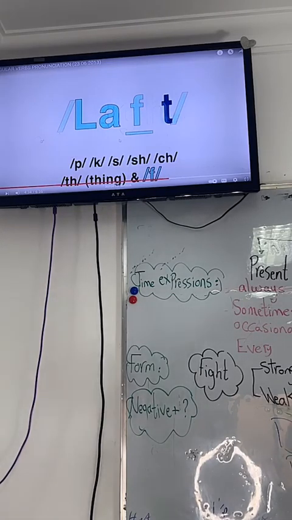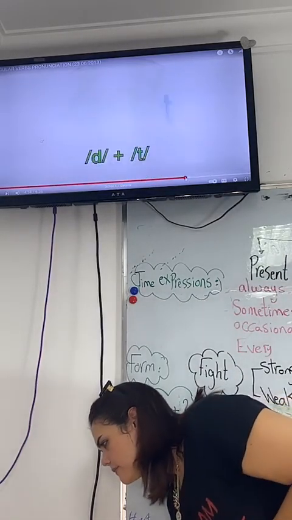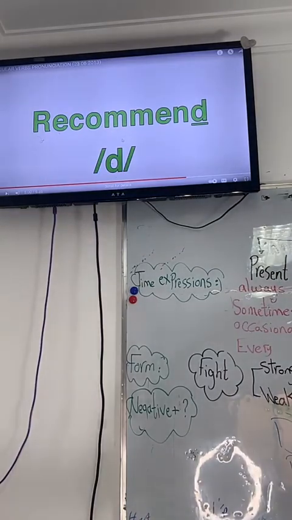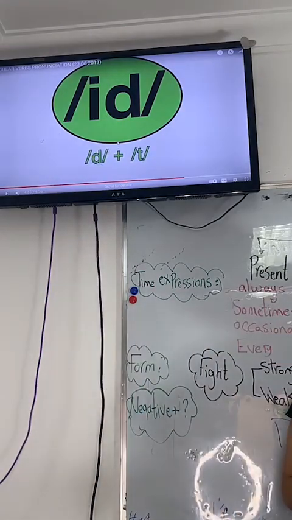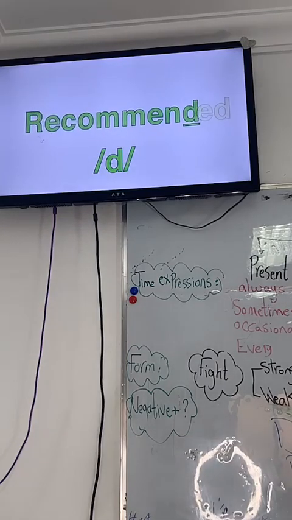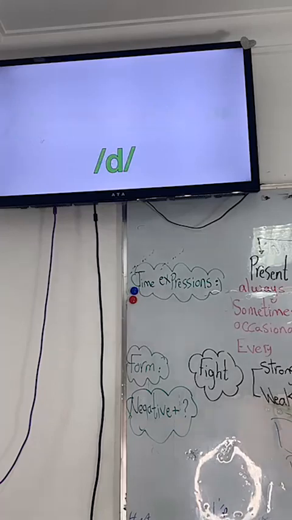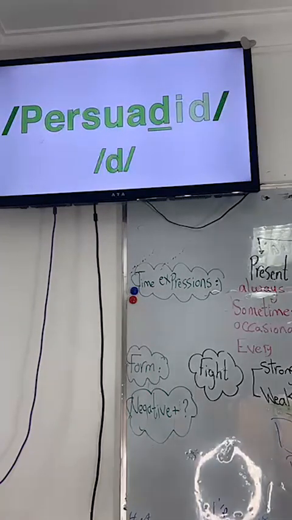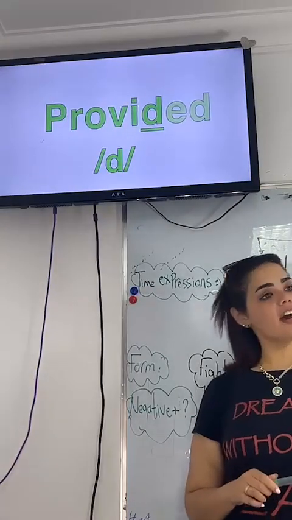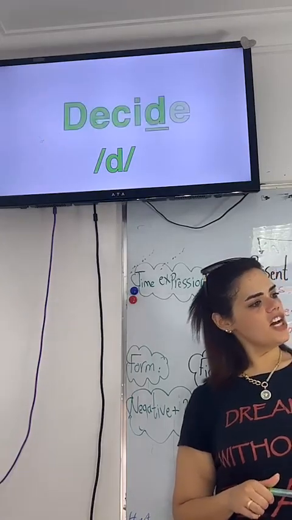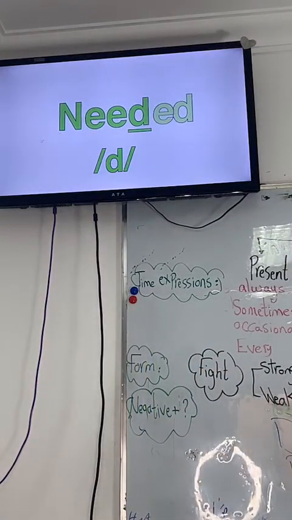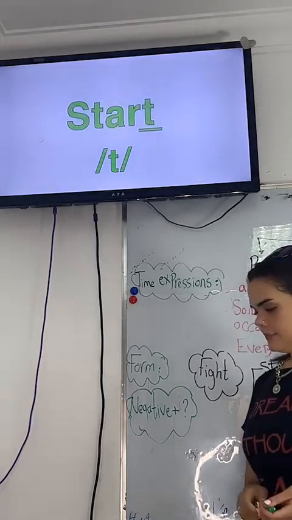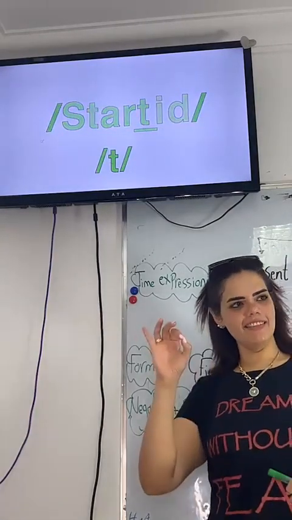You understand? Okay, the third pronunciation is the ID. Look. Recommend. When the verb ends with letter D or T, and I add ED, the ED is going to be pronounced like ID. With D or T. Recommend, recommended. Persuade, persuaded. Provide, provided. Decide, decided. You got the point? Need, needed. Great job. And with T, start, started. You got the point?